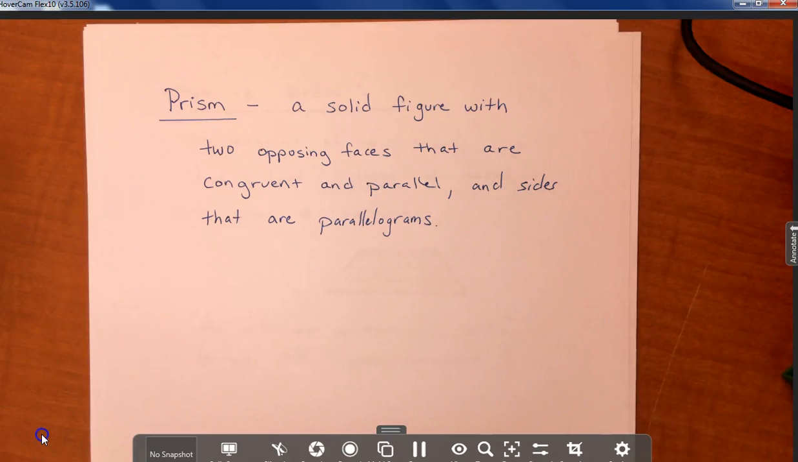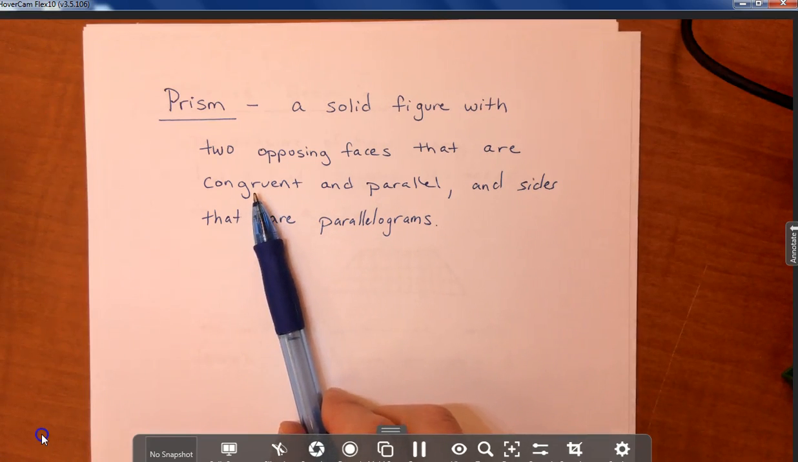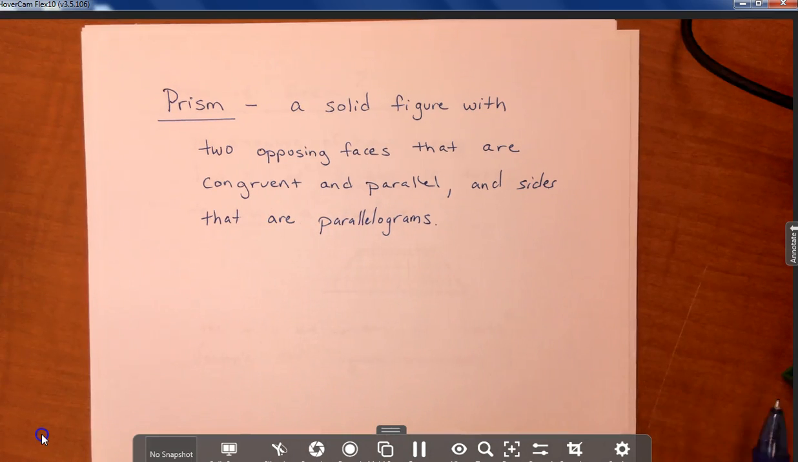Okay, we're going to talk about prisms and surface area and volume. So first off, a prism is a solid figure with two opposing faces that are congruent and parallel. Congruent means the same size and the same shape. Parallel, and sides that are parallelograms.